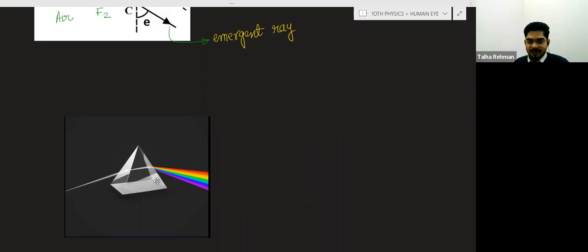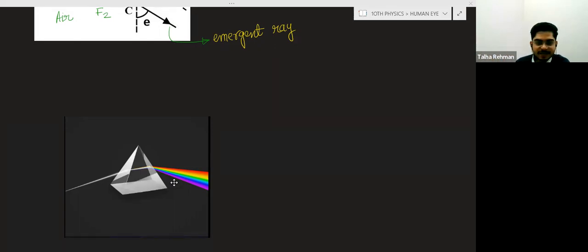Okay. So basically, see, this is a glass prism. What is happening here? This is a white light, and this phenomenon we will discuss later. I want to show you what the glass prism is. A glass prism is a transparent object made up of glass, in which there are two triangular ends and three rectangular sides.